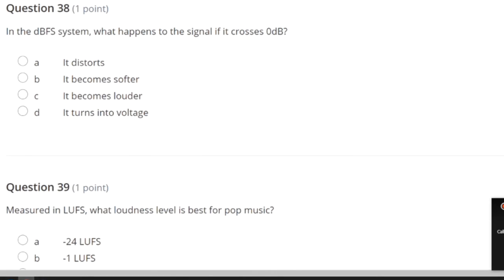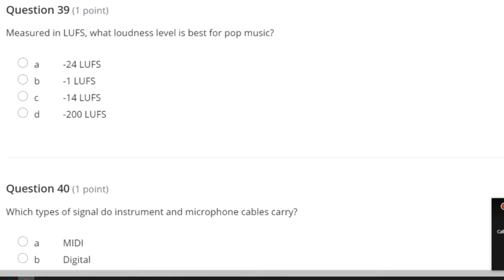In the dBFS system, what happens to the signal if it crosses 0 dB? A, it distorts. B, it becomes softer. C, it becomes louder. Or D, it turns into voltage. Okay, A. In digital audio, 0 is an absolute threshold that you cannot cross because your audio distorts.